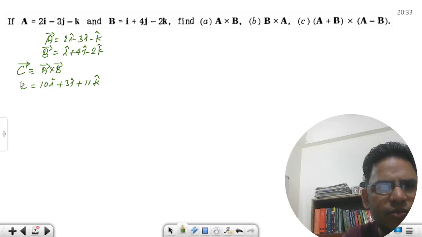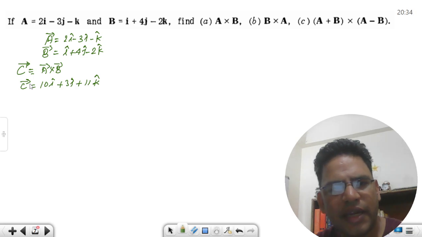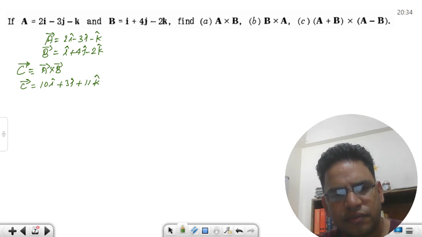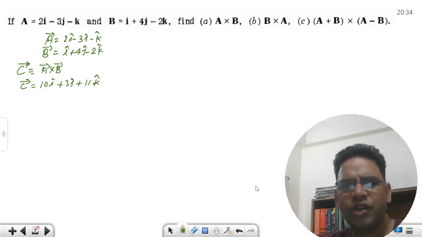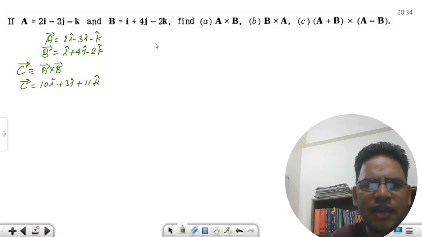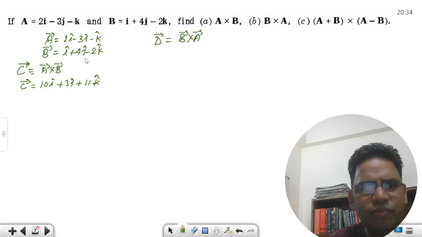This is the A cross B vector: 10i 3j plus 11k. Okay, this is the most elegant way, and you need to stay calm and composed. Once you can do it, you will find it is easy. Let's say some d vector is defined as b cross a.